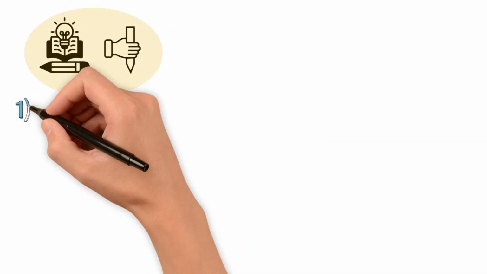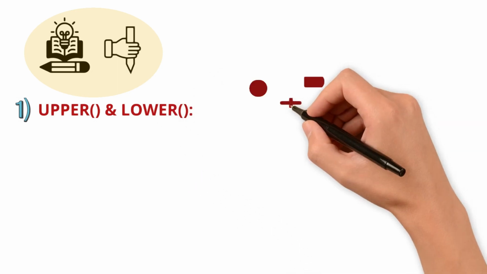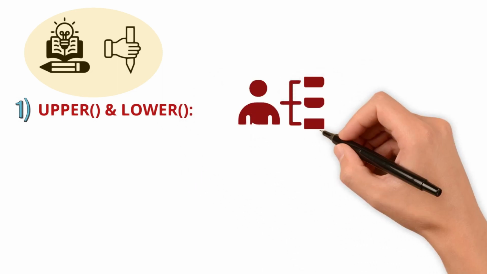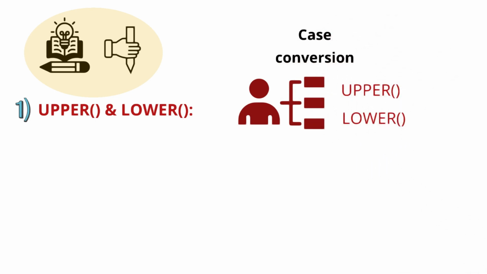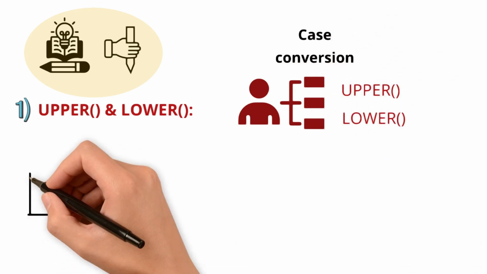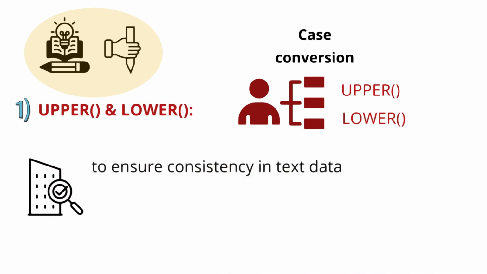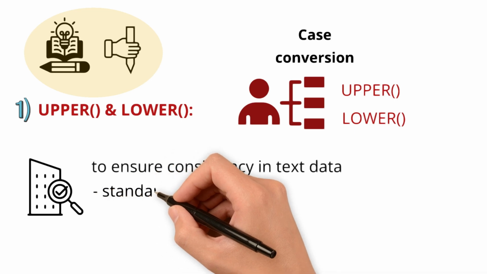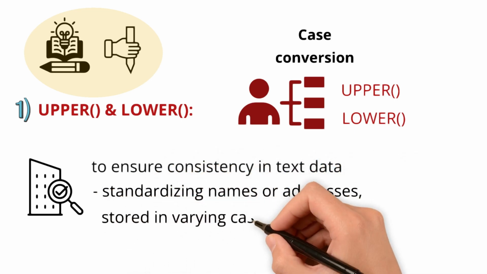First one, upper and lower. These functions are used for case conversion to uppercase and lowercase. The primary use case of these functions is to ensure consistency in the text data, such as standardizing names or addresses which may be stored in varying cases.